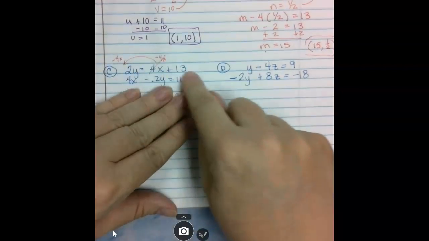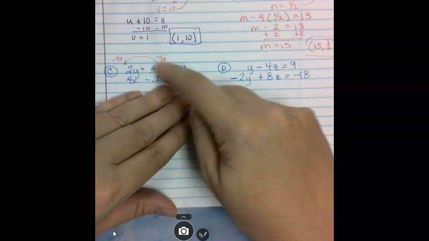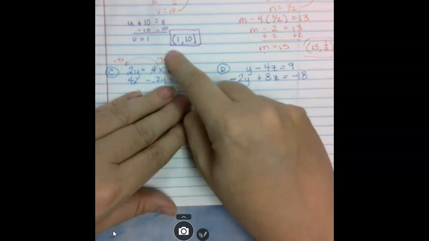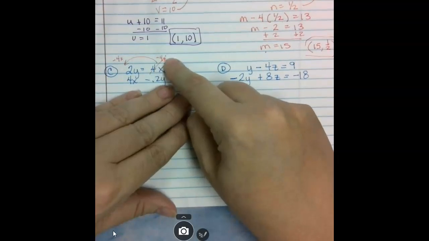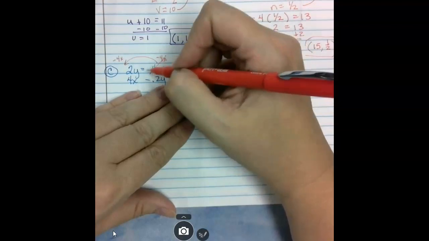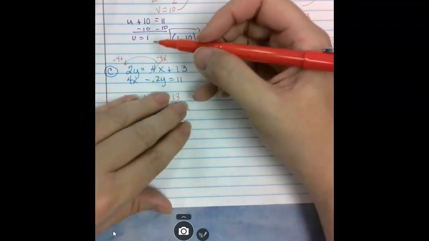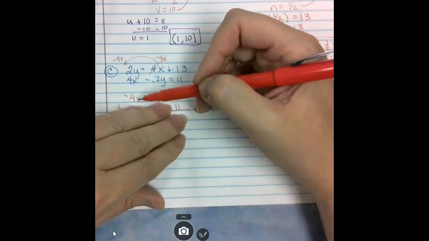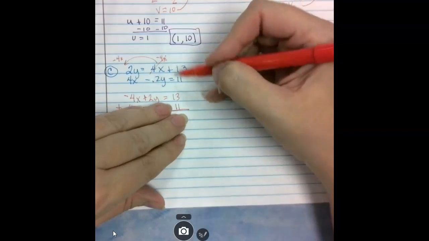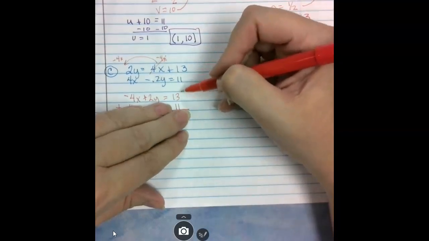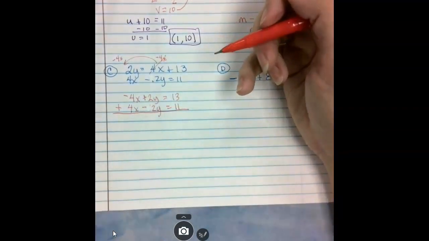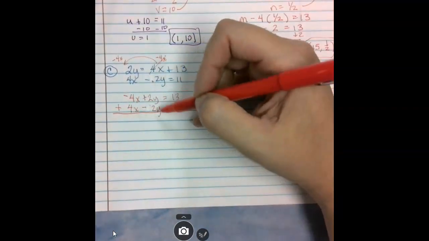Okay, now the first thing you'll notice about this one is that it doesn't have my variables all lined up. So what I want to do is get this 4x to go over there, and I'm going to do that by doing a minus 4x on both sides. When I do minus 4x on this side, it'll cancel out over here, and it'll end up on that side there. So when I write that down, I'll have negative 4x plus 2y equals, these cancel, 13. Write that one down. Now I'm just going to copy the bottom one down right there, and now that's good. Now I've got my variables all lined up.